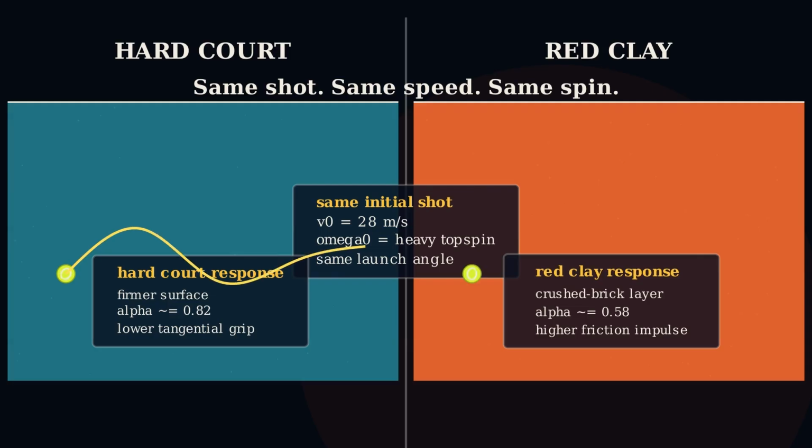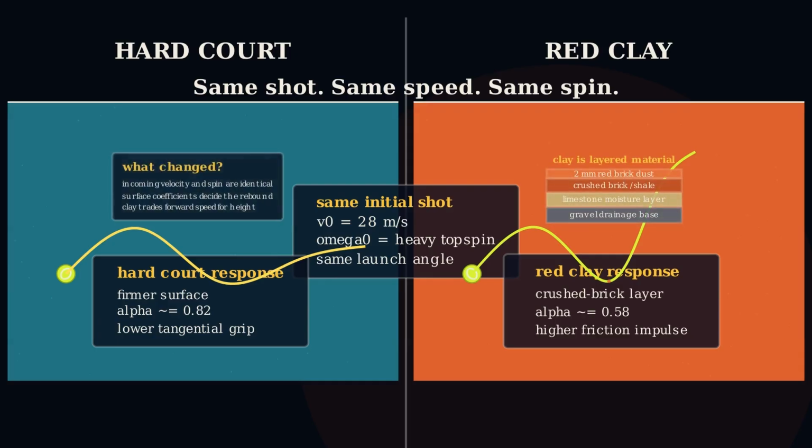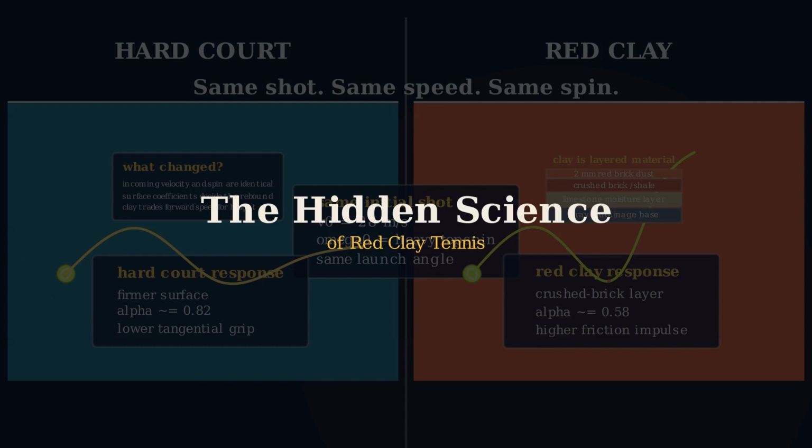On red clay, the crushed brick layer grips the felt. More speed is lost, friction is stronger, dust moves, and the rebound climbs higher. The shot did not change at the racket, the court changed the answer. This is the hidden science of red clay tennis.